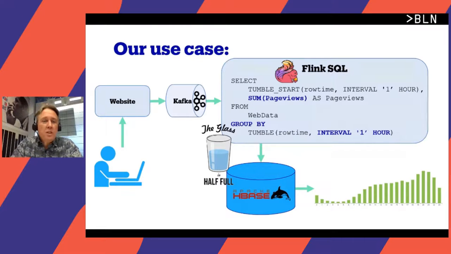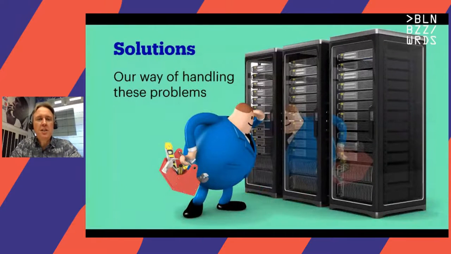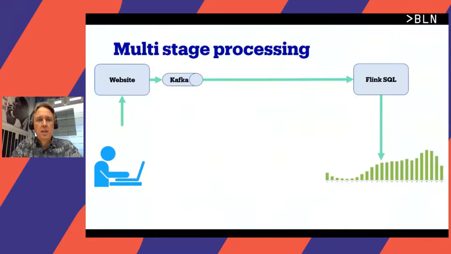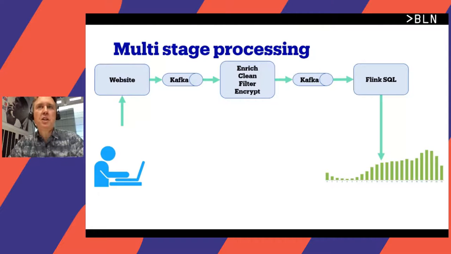So what are the kinds of solutions that we've come up with? How do we try to handle these things? Well, first of all, the group by event time. It's slightly more complex than our simple example because we do multi-stage processing. It's not just the website, the Kafka, and then the Flink. We have an enrich, clean, filter, and encrypt step in between with another Kafka topic.